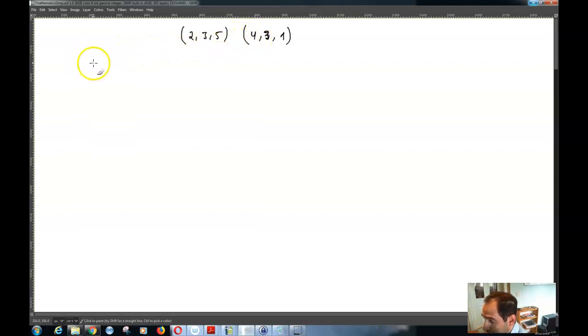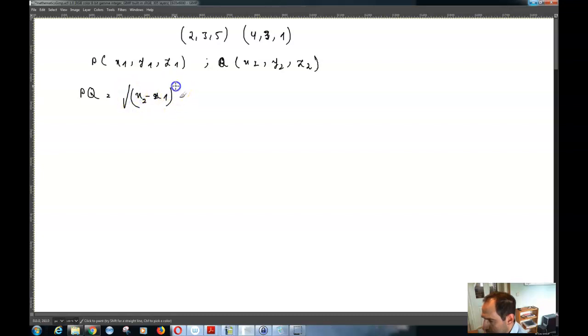We said that if you have two points, P with coordinates x1, y1, z1, and Q with coordinates x2, y2, and z2, then PQ is equal to the square root of (x2 minus x1) whole squared plus (y2 minus y1) whole squared plus (z2 minus z1) whole squared.